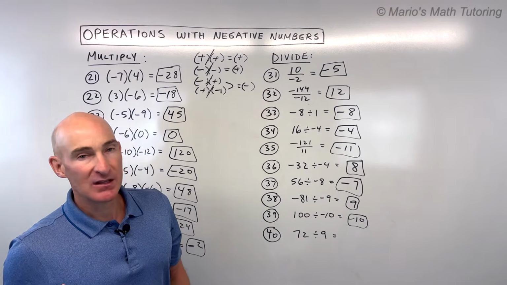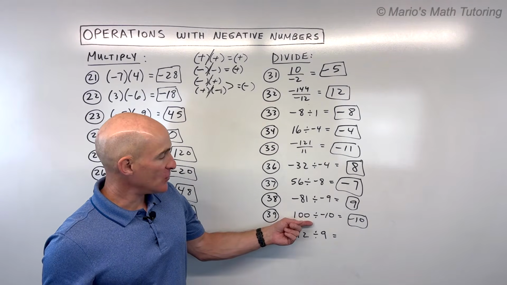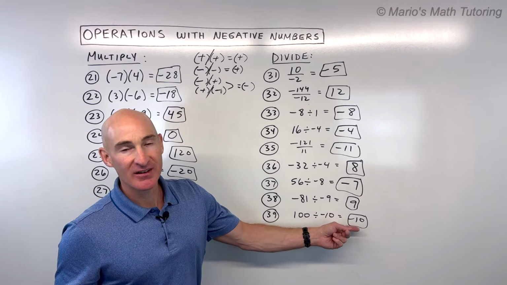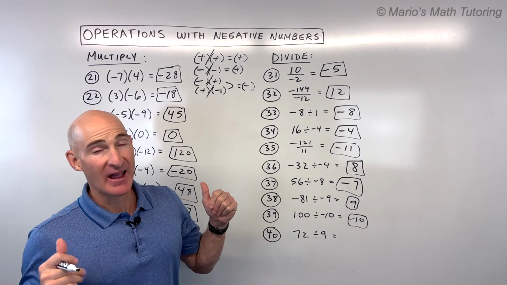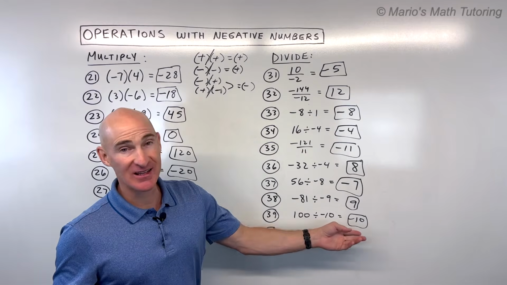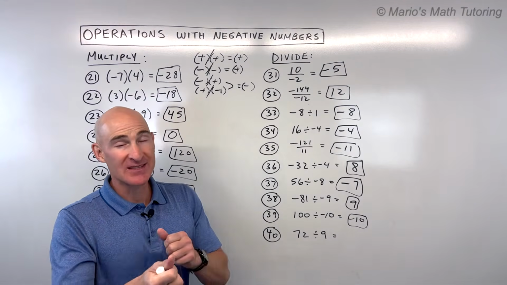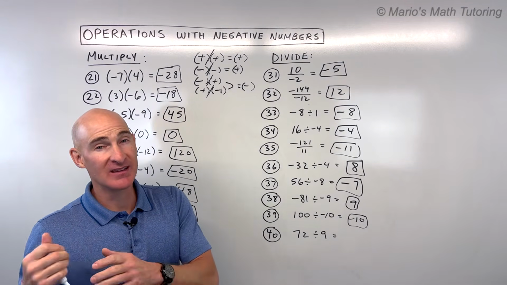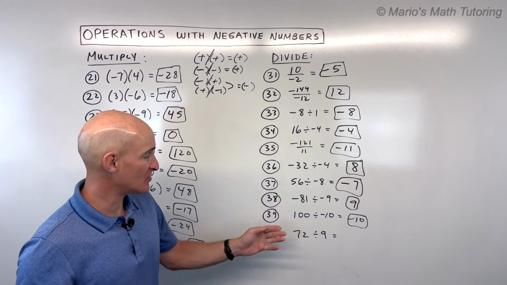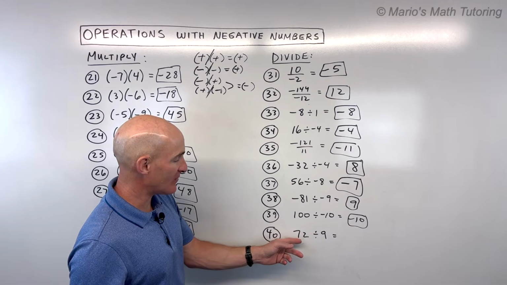Sometimes people get confused, like they'll say, Mario, you said that if I have more positives than negatives, it's going to be a positive. Those are the rules for adding, right? If you added 100 plus a negative 10, you would get a positive 90 because you have more positives than negatives. But see, the rules are different for multiplying and dividing than adding and subtracting. So you almost have to switch gears when you see adding and subtracting versus multiplying and dividing.